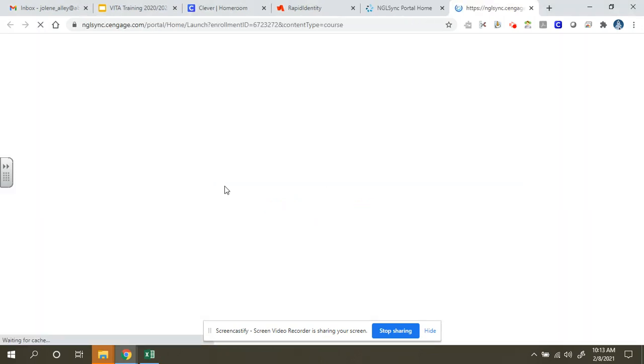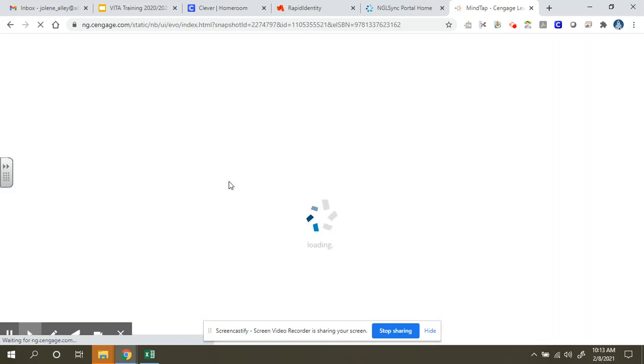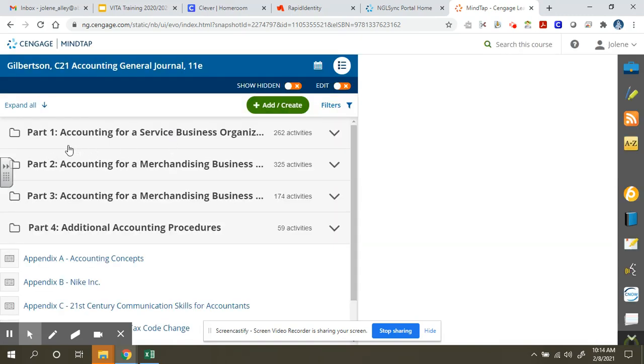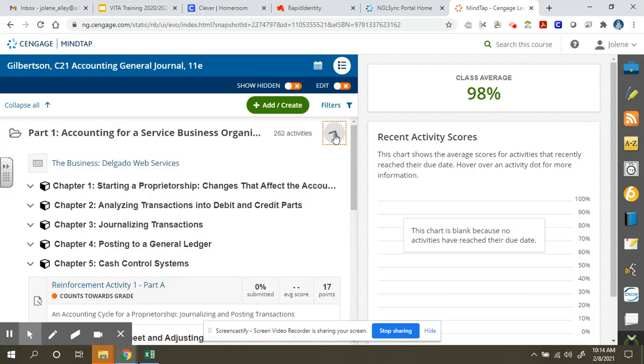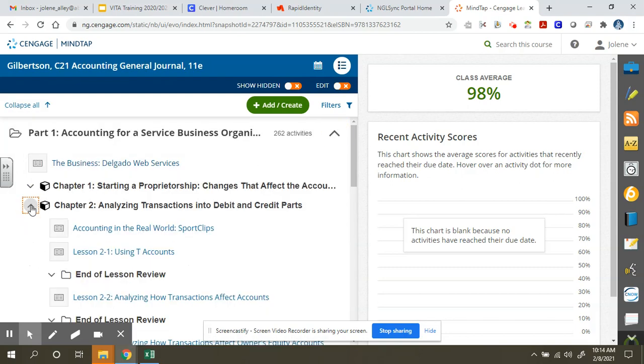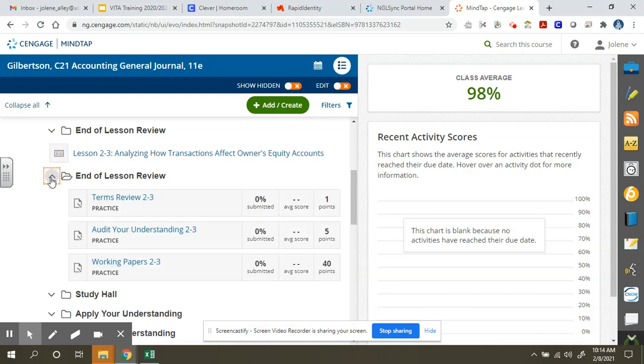You should be logged in to your MindTap. We're going to go into Chapter 2, and we're going to do 2-3. This will finish up Chapter 2 for us. So Part 1 of the book, down arrow at Chapter 2. Scroll down to where you see Lesson 2-3, and click on the down arrow right below that says End of Lesson Review.